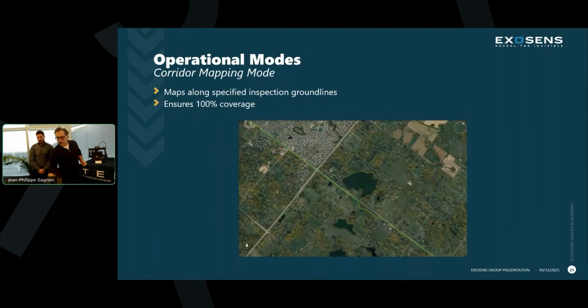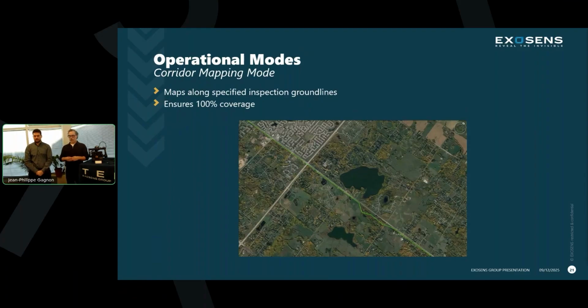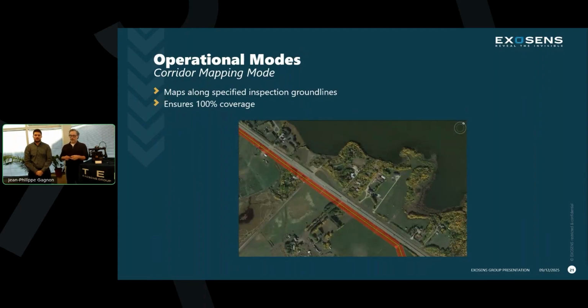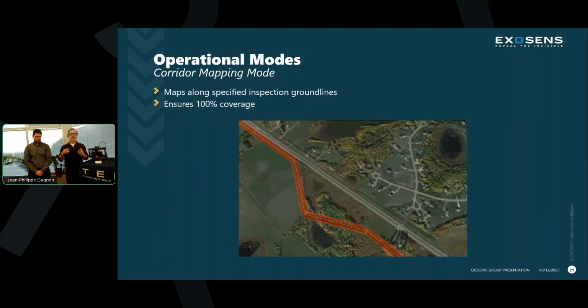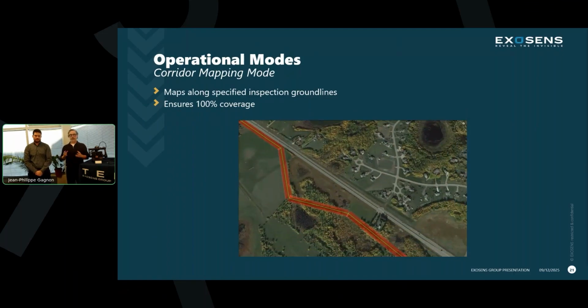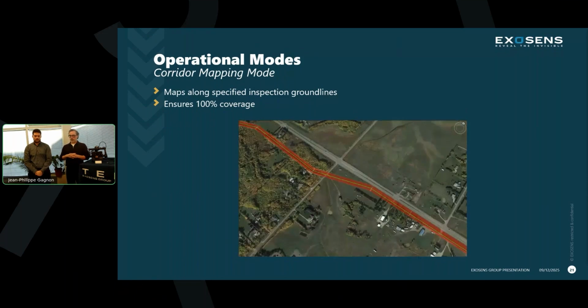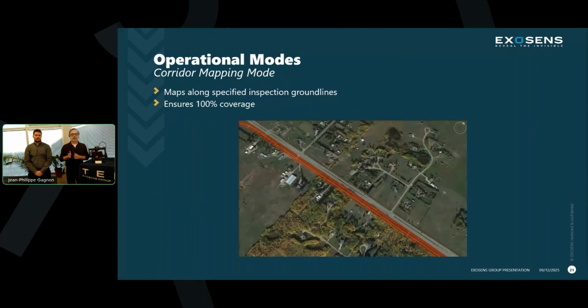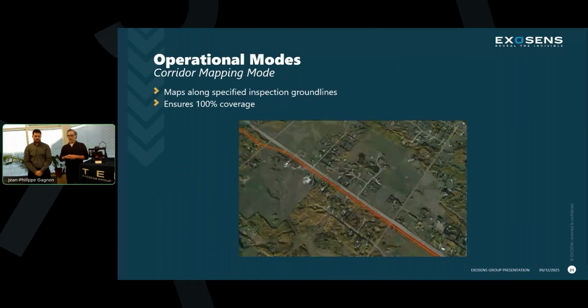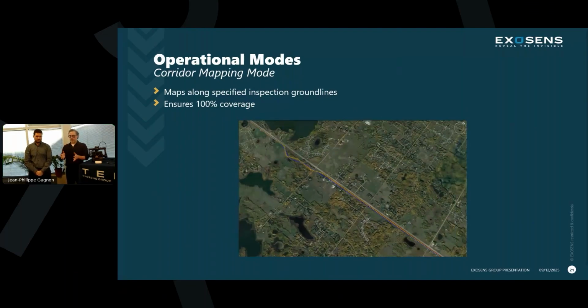The next one is what we call corridor mapping mode. And this is a mode that was specifically thought of for pipeline inspection. For pipeline inspection, you have this long pipeline track that one needs to inspect for potential leaks. And of course, the aircraft or the drone won't be able to follow that line, especially if it's got some sharp turns in it. So this mode was designed for that.